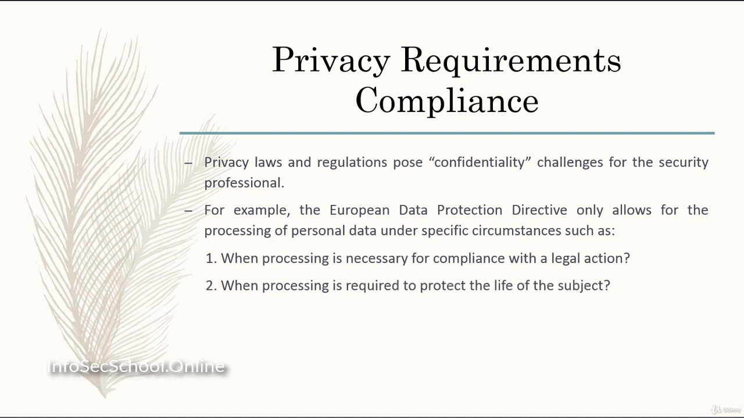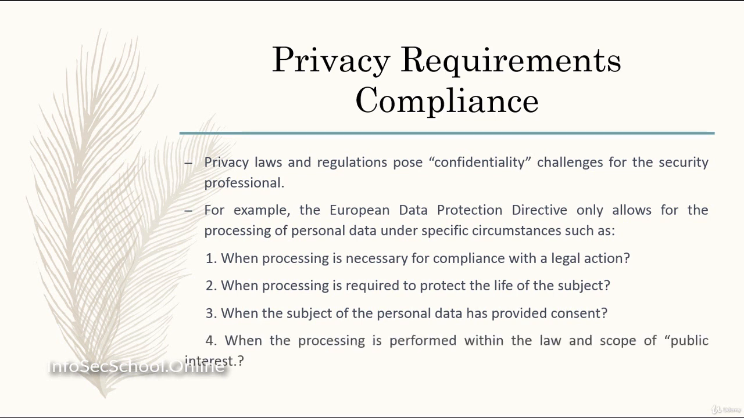Number 2 is when processing is required to protect the life of the subject. That's really important. And number 3 is when the subject of the personal data has provided consent, because if there is a person who doesn't consent to sharing personal data, people couldn't accept that. And number 4 is when the processing is performed within the law and scope of public interest.